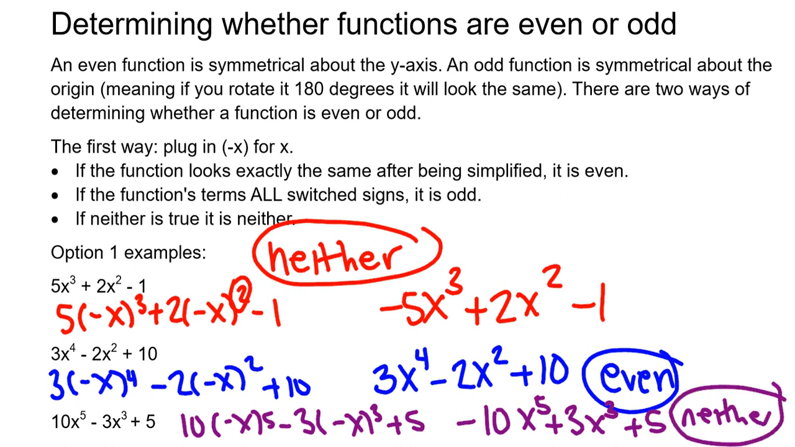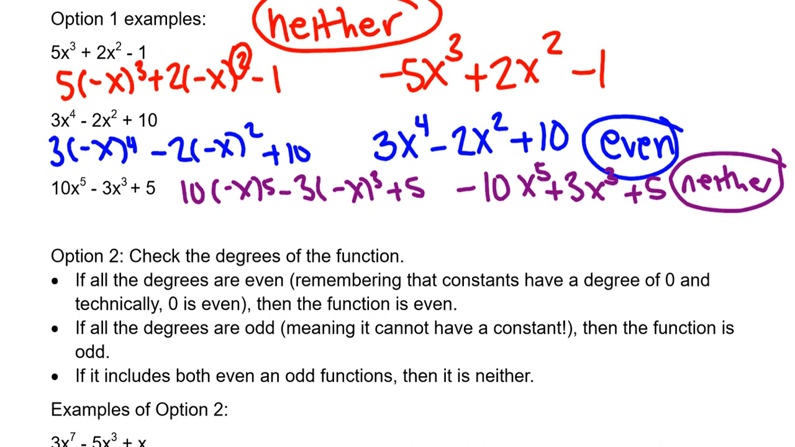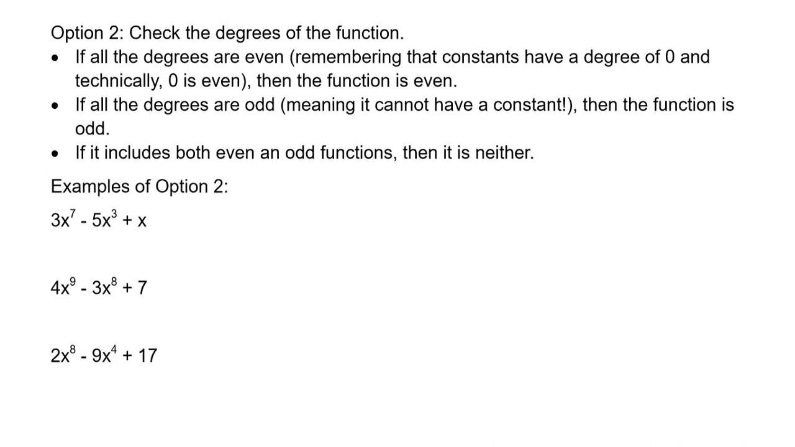All right, so now I'm going to show you the shorter way, the way that I like to do it. What you're going to look at is the degrees. So if all of the degrees are even, and remember that 0 is an even number, and I can explain to you why at a separate time, if all of the degrees are even, the function is even. If all of the degrees are odd, and again, that means it can't have a constant, just a number, then the function is odd. If it includes both even and odd exponents, then it's neither.